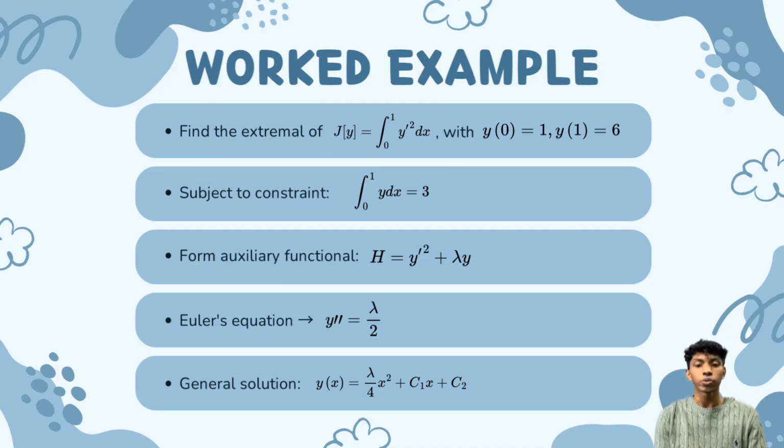Here, y prime squared plus lambda y. Applying the Euler equation to h gives us lambda minus 2y double prime equals 0, which simplifies to y double prime equals lambda over 2. Integrating that twice gives the general solution y of x equals lambda over 4 x squared plus c1x plus c2, with three unknowns left to find: c1, c2 and lambda.